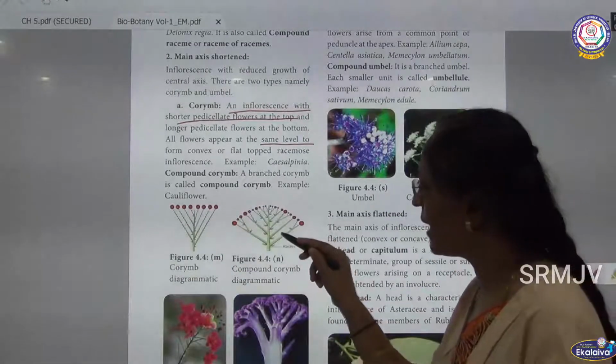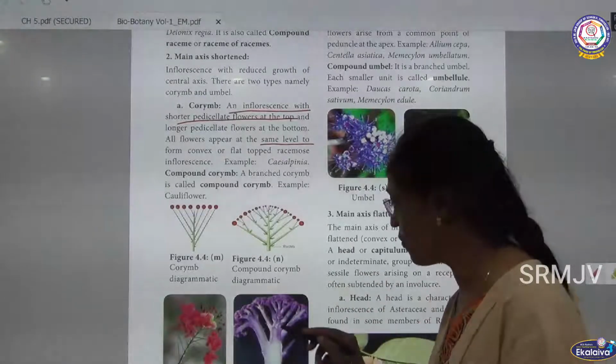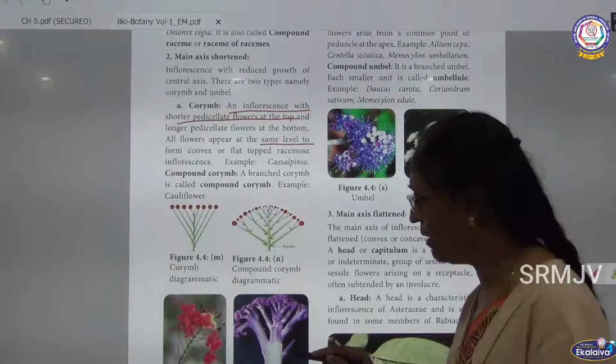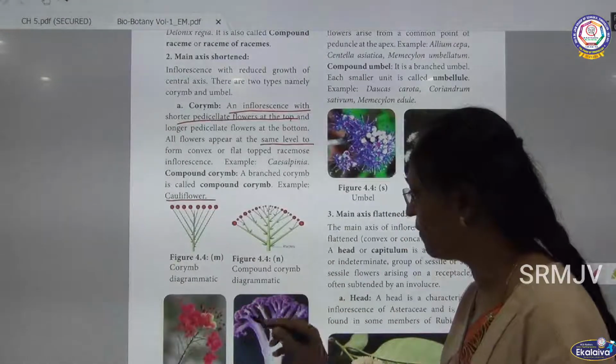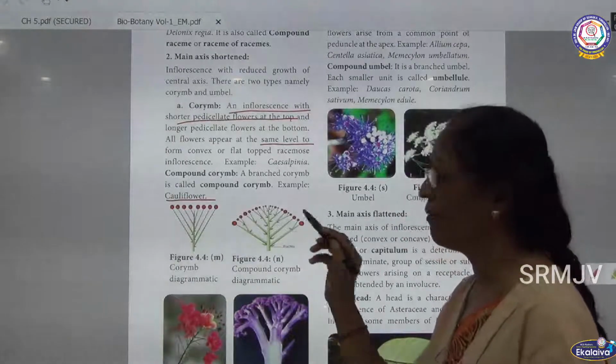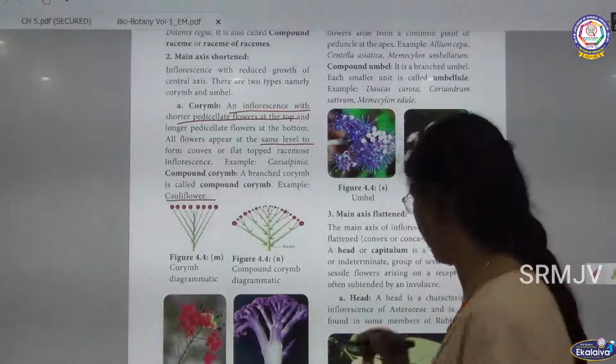And this what you call a compound corymb, which you can find in, you are very familiar with this. It is nothing but what? A cauliflower. In cauliflower you will find this kind of inflorescence, which you call a compound corymb.